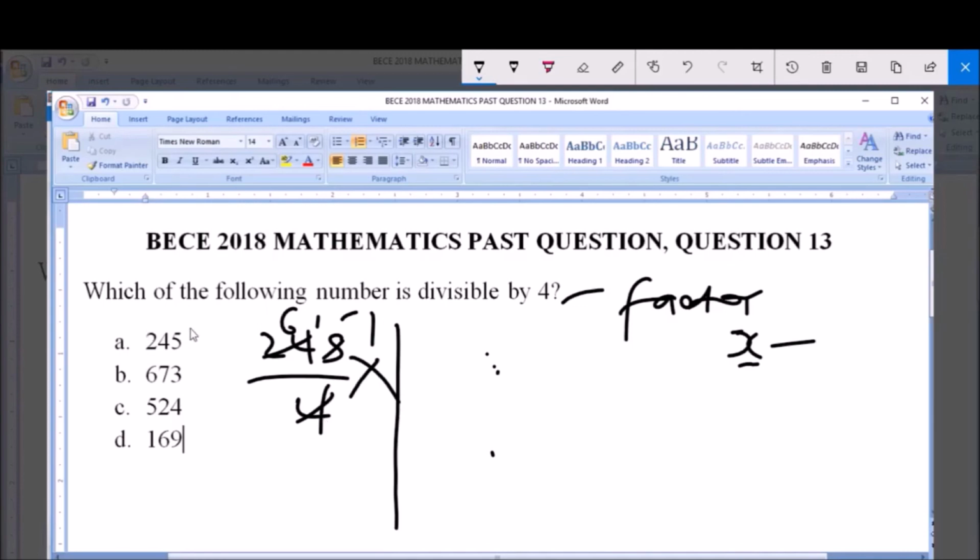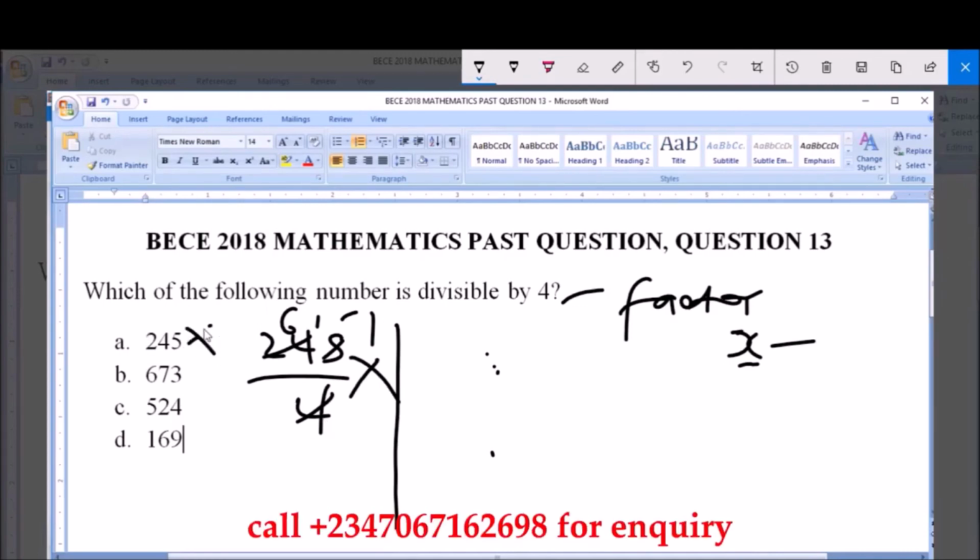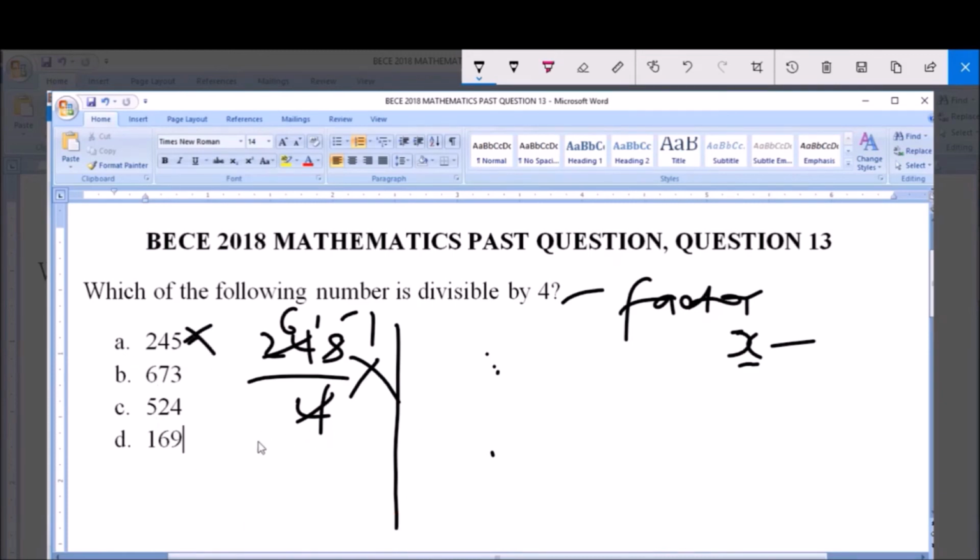245 is not a factor. It's not divisible by 4. That is, 4 is not a factor of 245. Now let's pick the next number, which is 673.